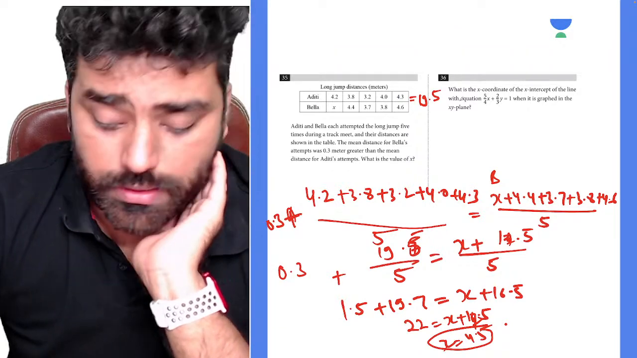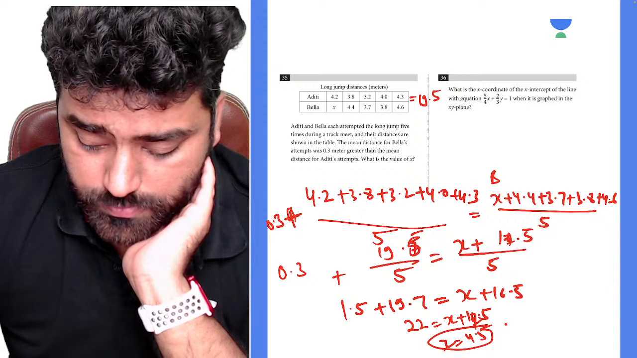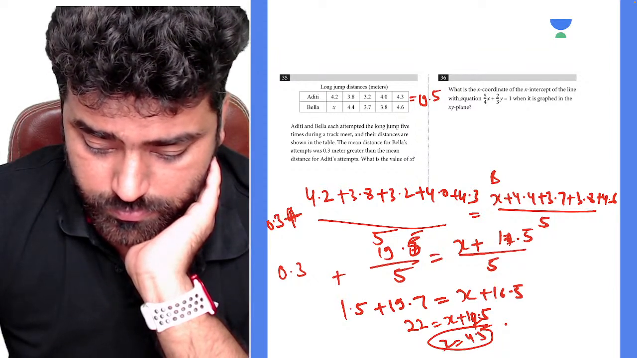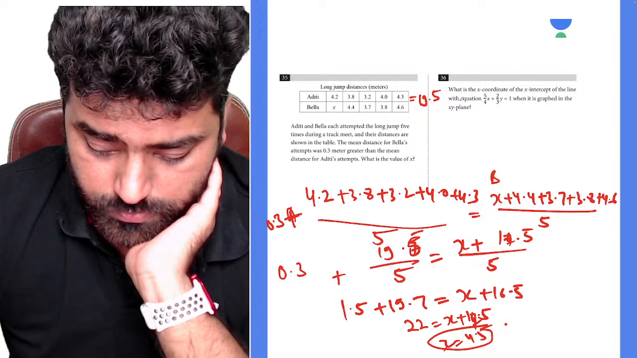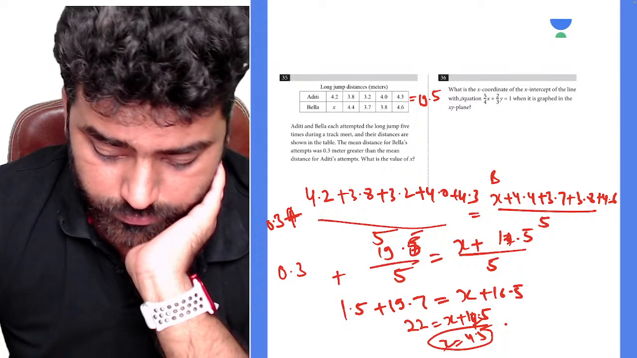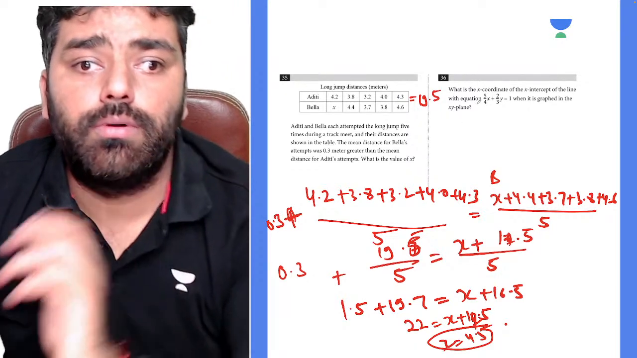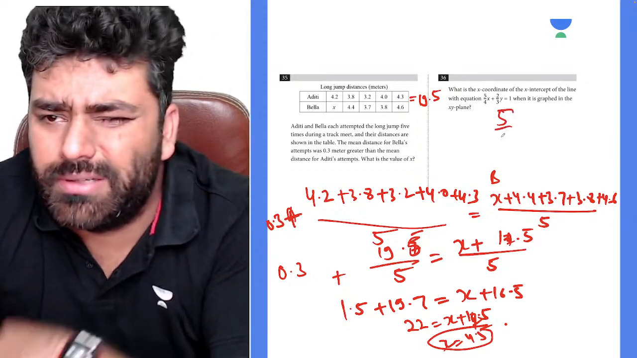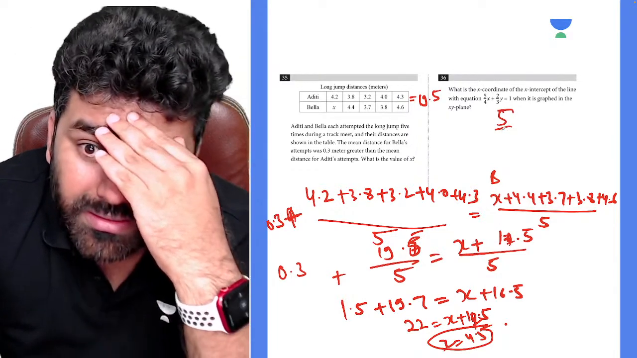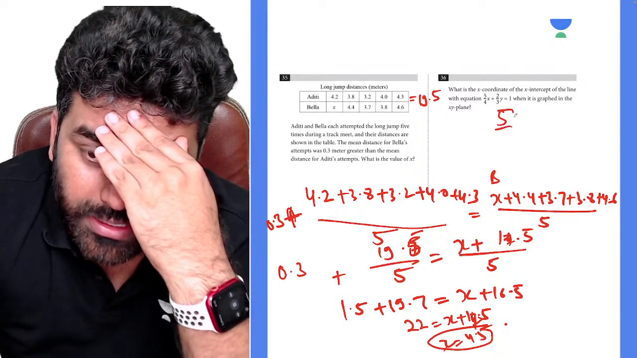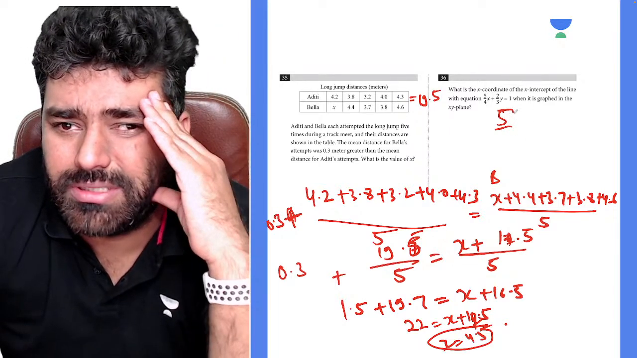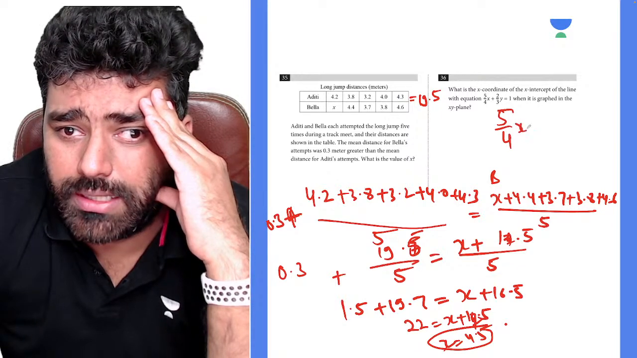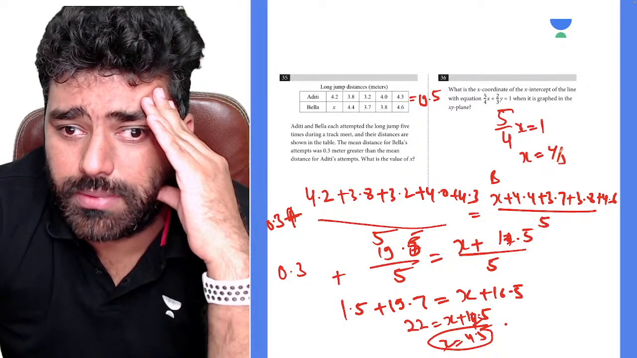Okay, next is, what is the x coordinate of the x intercept of the line 5 by 4? What you need to find? X intercept, x coordinate. So for the x intercept, definitely you plug in y is equal to 0. So if you plug in y is equal to 0 there, you get 5 by 4, x is equal to 1, so x is equal to 4 by 5.